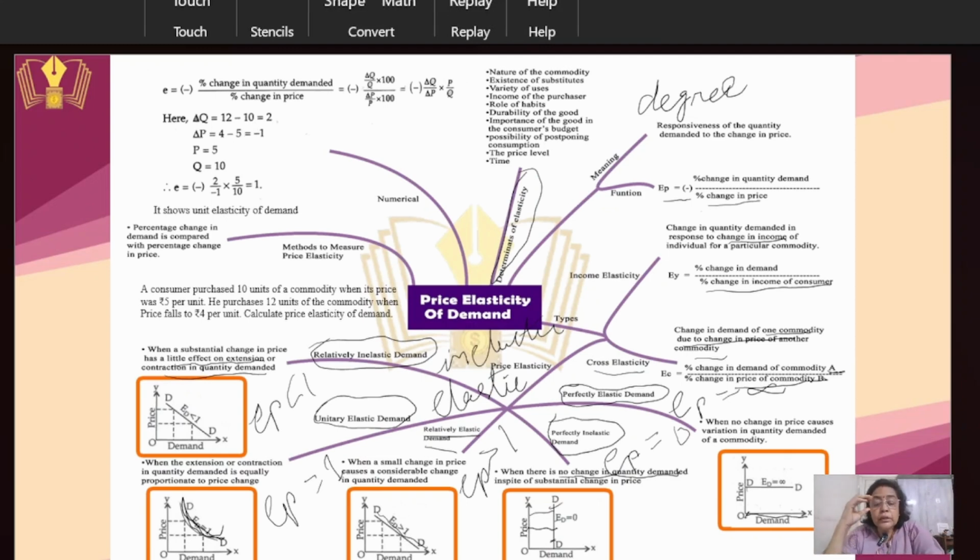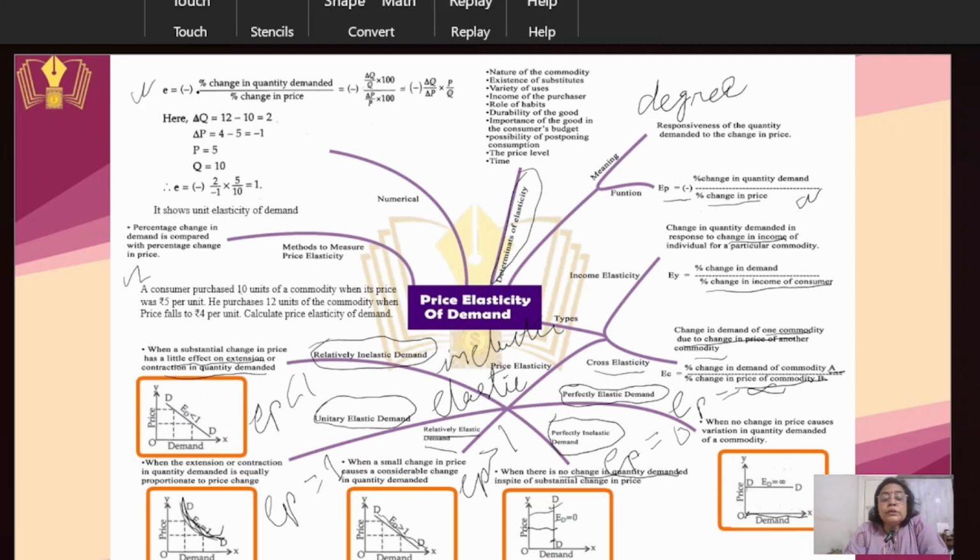Now let me take one numerical example. The question is given here, students. A consumer purchased 10 units of a commodity when its price is rupees 5 per unit. He purchases 12 units of the commodity when its price falls to rupees 4. So calculate price elasticity of demand. You have seen that with a decrease in the price, quantity demanded is increasing. The formula that we have already seen is the same formula here.